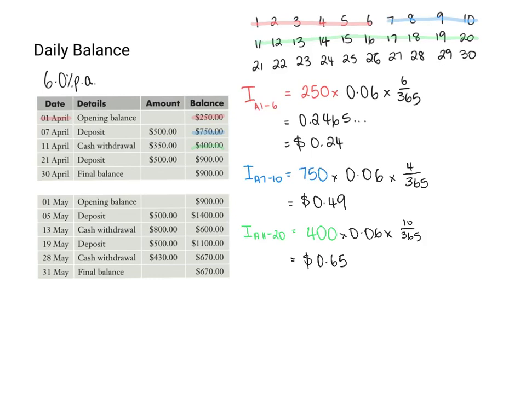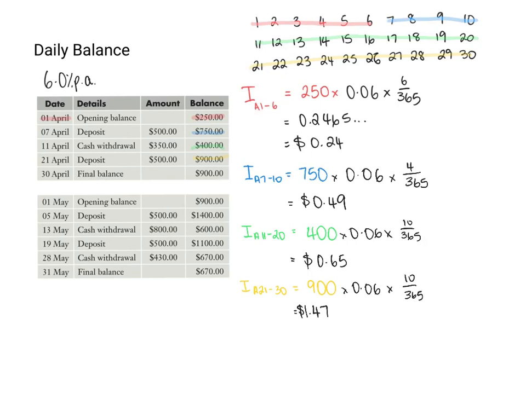Finally, the last balance is going to be the 900, and that is from the 21st all the way to the 30th. It doesn't change. You can see the final balance is the same. So that's interest from April 21st to the 30th is going to equal 900 times your 0.06. And again, that was another 10 days, so it's going to be 10 over 365. That's going to give us an interest of $1.47.